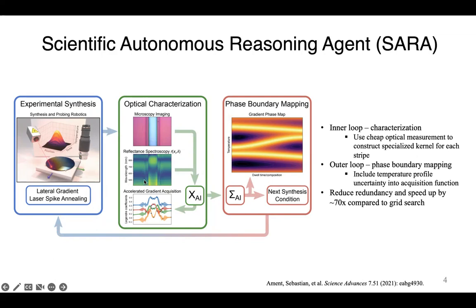Once the gradient along the x-axis is learned, it passes into a global active learning agent, where we use Gaussian regression to build a surrogate model of the global phase space, and then use, again, a specially designed acquisition function to decide the next synthesis conditions. So we greatly reduce the redundancy in the experiment and speed up the whole process by 70 times when we compare to our research.